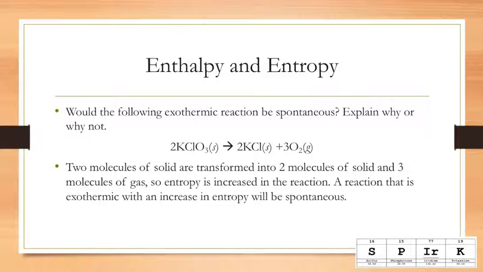So the entropy increased because we went from a total of 2 molecules on the left to a total of 5 molecules on the right. That's an increase in disorder, or an increase in entropy. A reaction that is exothermic with an increase in entropy will be spontaneous. So exothermic means that we had a favorable delta H, and now we have an increase in delta S, so we have a spontaneous reaction.